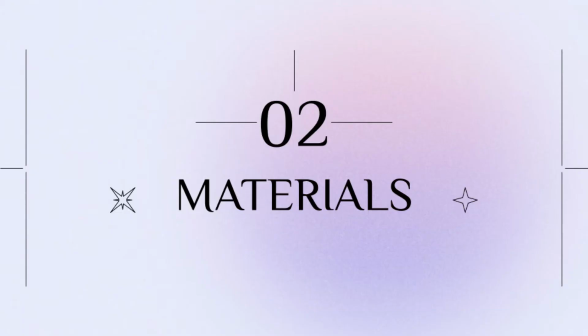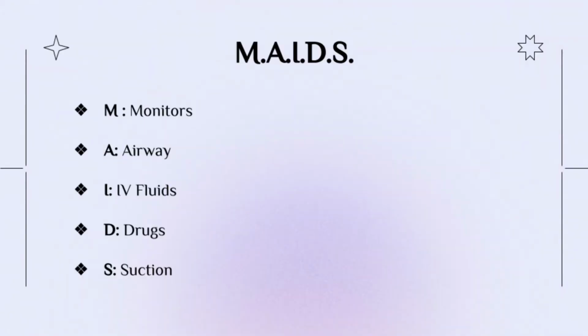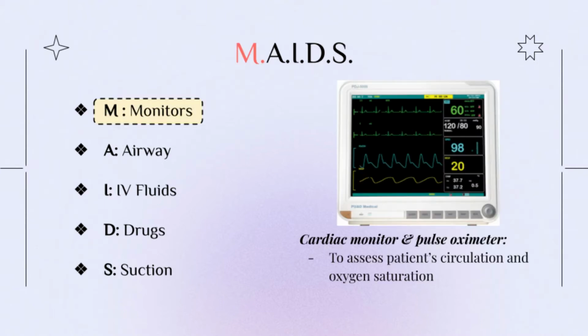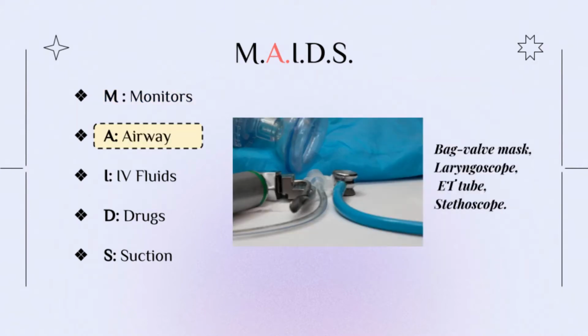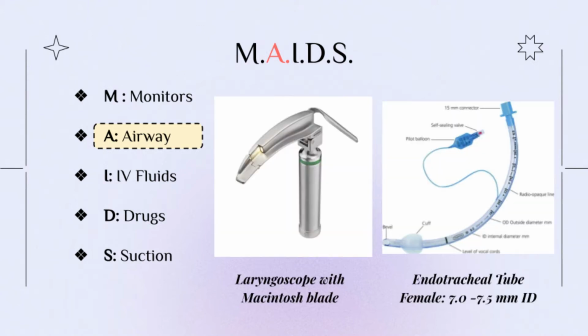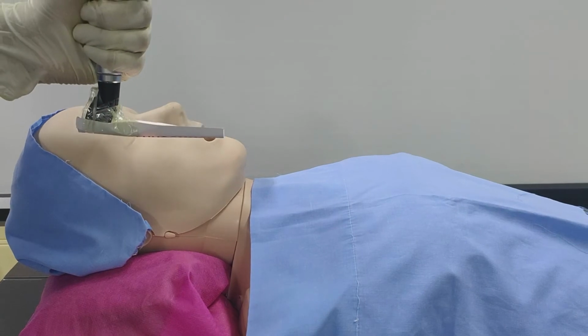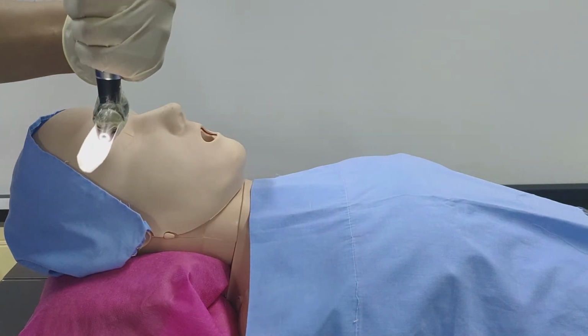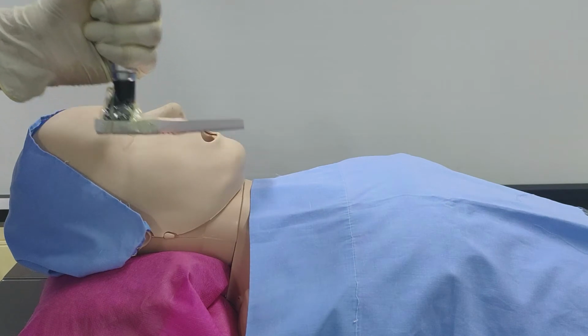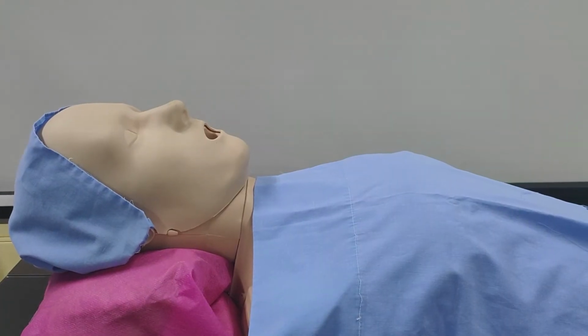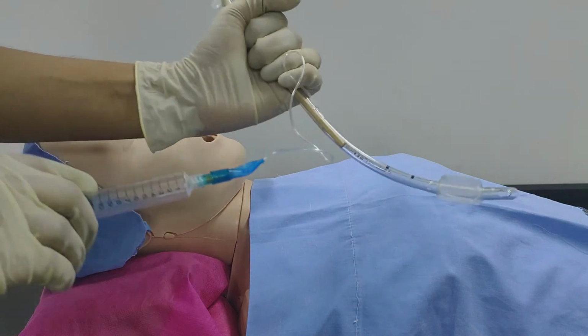Step 2. Materials needed. The materials needed can be remembered using the mnemonic MAIDS. M stands for monitor, pertaining to cardiac monitor and pulse oximeter. A for airway, pertaining to bag valve mask, laryngoscope, endotracheal tube, and stethoscope. For our patient, we use a laryngoscope with Macintosh blade and an ET tube with an internal diameter of 7 to 7.5 mm. Make sure your laryngoscope has a functioning light source. Also make sure your ET tube cuff is patent by inflating air using a syringe.